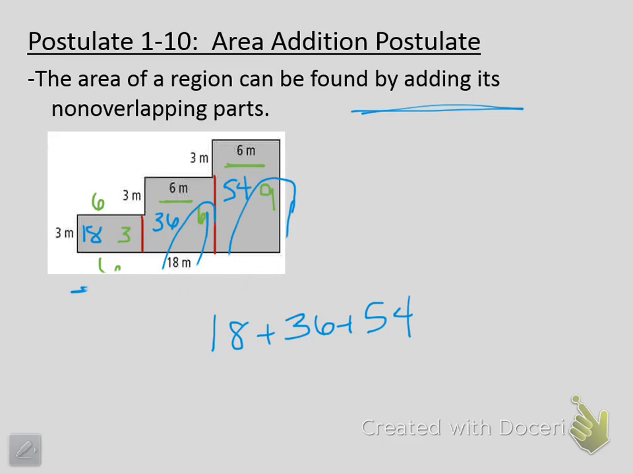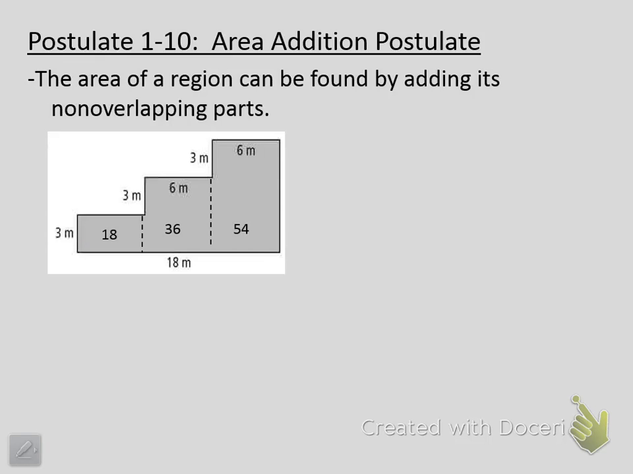Okay, and then I'm going to erase this all right here because it's going to pop up. So when we add them all together, we should get 108 meters squared, because we are talking about meters, so make sure you label it. And because we are talking about the area, it has to be squared right there.